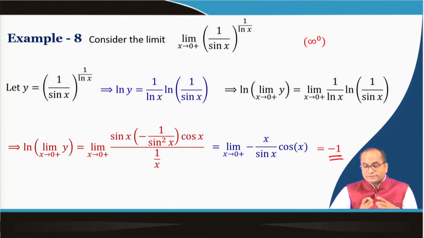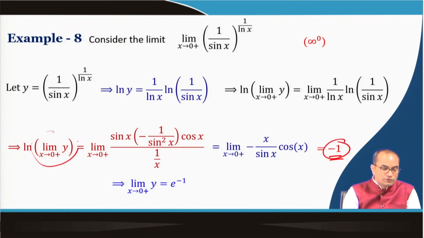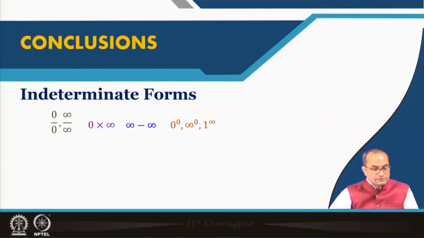So what we have seen is that we can handle all these forms, whether infinity power 0, infinity minus infinity, by somehow converting to the 0 by 0 or infinity by infinity form. So in this case, at the end we should not forget to take the exponential there. So e power minus 1. So this is 1 over e, the answer there.